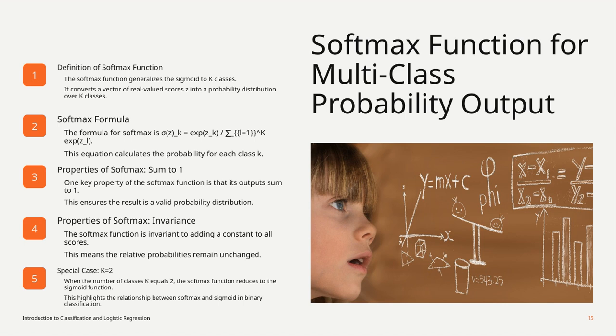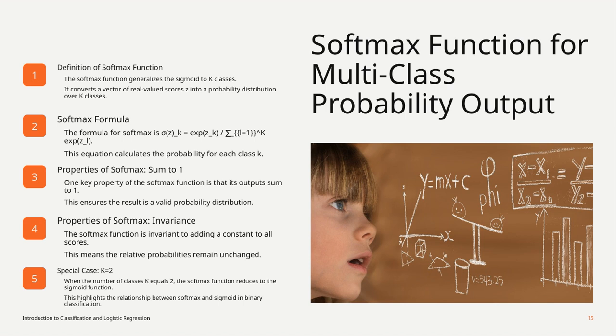Next, let's talk about some important properties of the softmax function. First, invariance. This means that if you add a constant to all the input scores, the relative probabilities don't change. So the softmax is unaffected by shifting all scores simultaneously, which can simplify calculations and improve numerical stability.